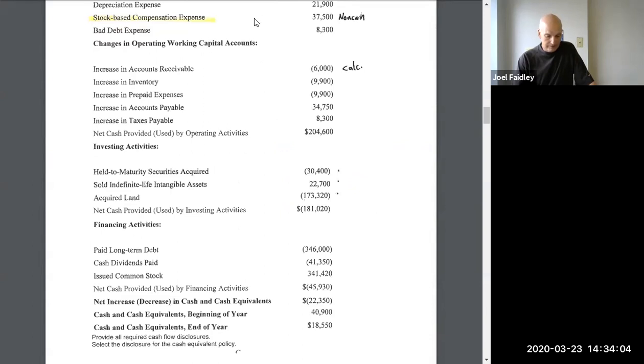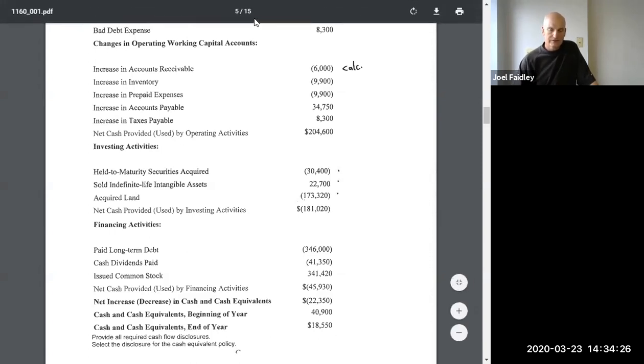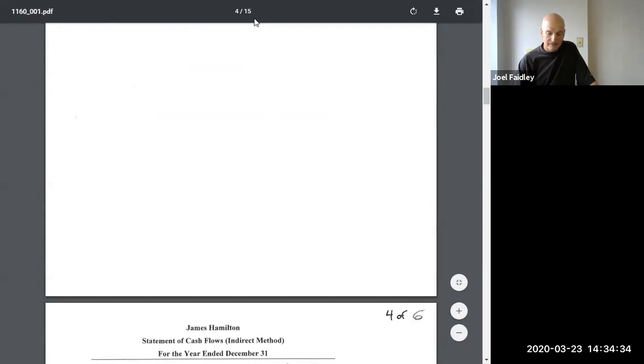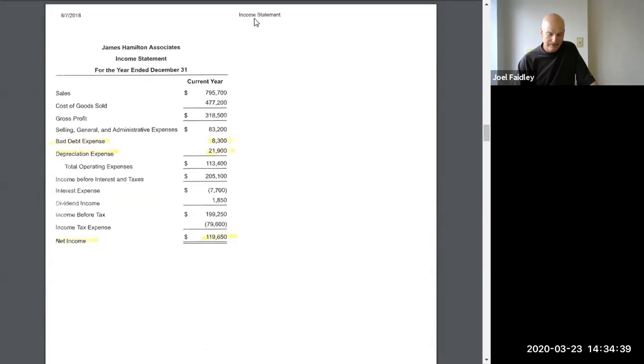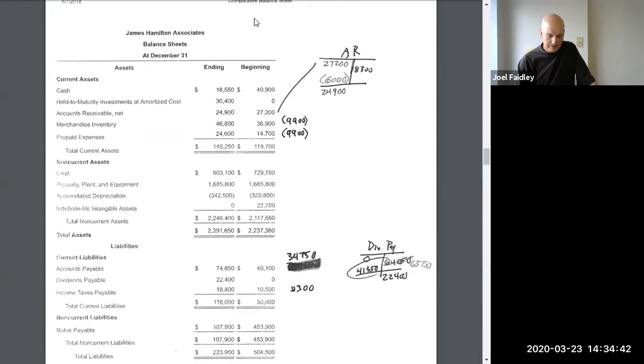Wherever it is, there it is. Cash dividends paid, 41,350. You don't have dividends payable up here. You don't care about that. It's being reconciled down here through what was paid. You can't just look at dividends payable. Dividends paid. Again, dividends come out of retained earnings. It's not the dividends payable. It is a current liability, but it's not going to be up here. It's going to be down here under dividends paid. All right, that's what's unique about this exercise is you had to reconcile accounts receivable, or excuse me, retained earnings. We had to do accounts receivable as well, but retained earnings.